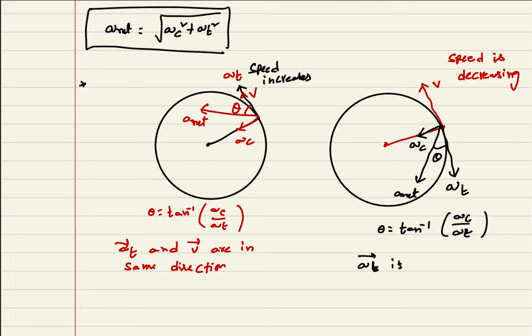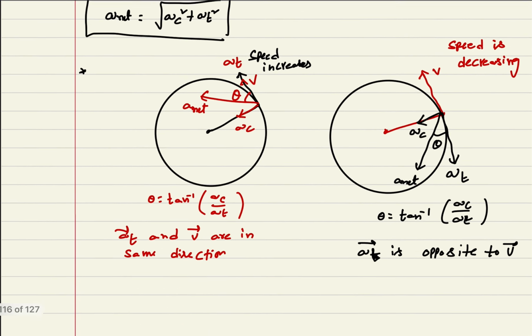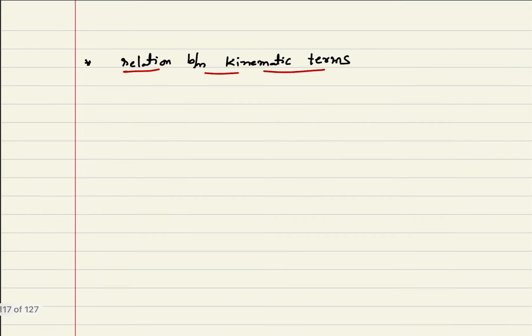AT bar is opposite to V bar. This is the relation when they are moving in a uniform circular motion as well as a non-uniform circular motion. We can observe these relations. Next one, you can also observe a relation between circular kinematic terms. What are the relations between the kinematic terms?